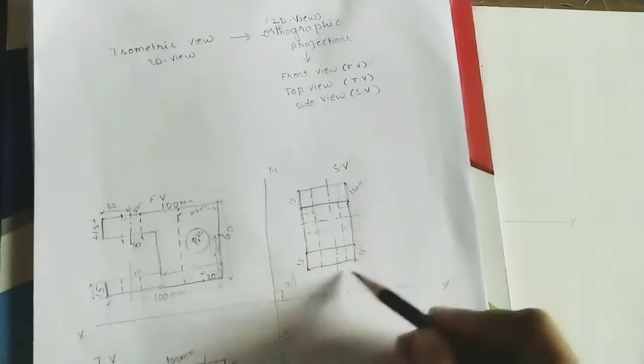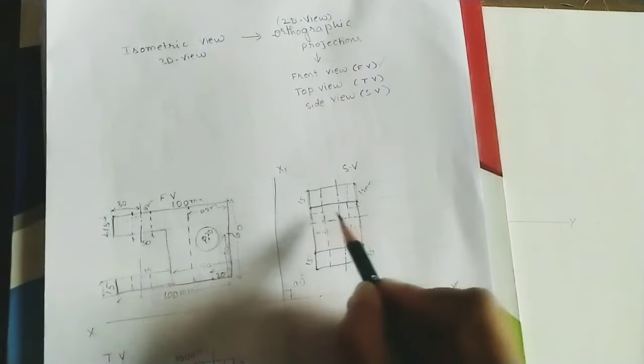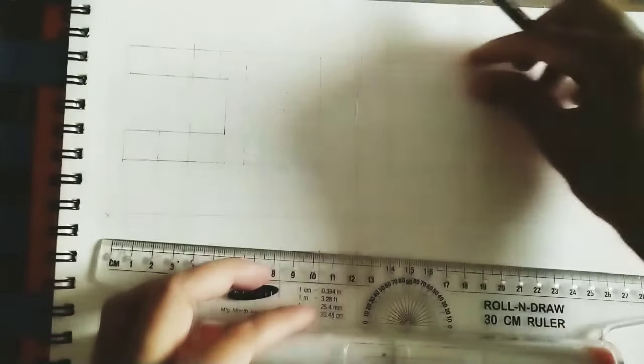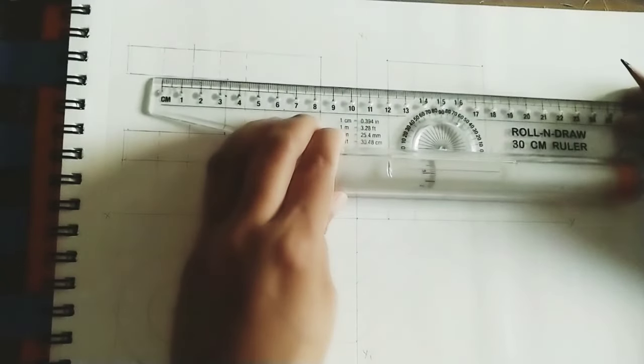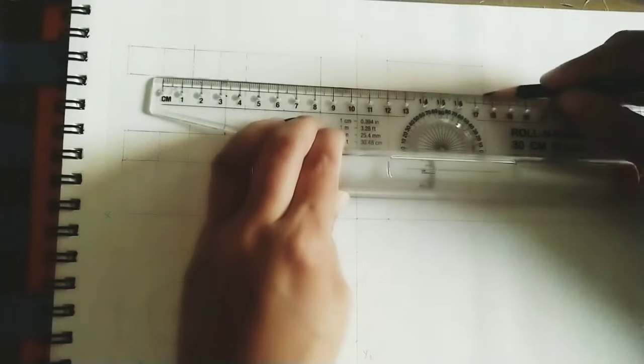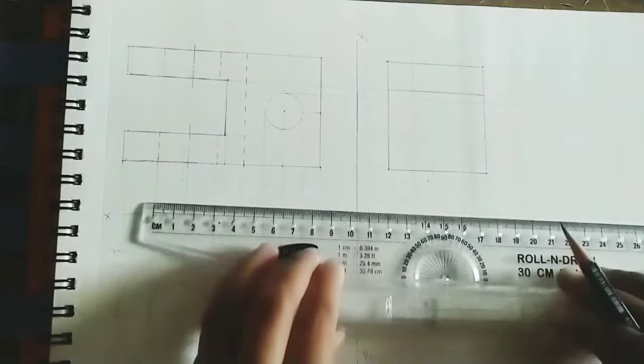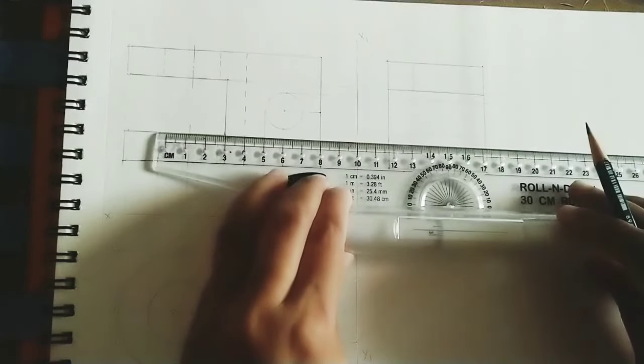So after getting this box here at 15 mm, do one line here at 15 mm. This 15 we are taking from the front view. Let us make dark lines. So here also it is 15.